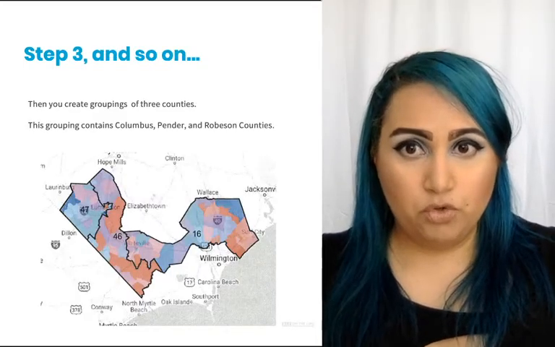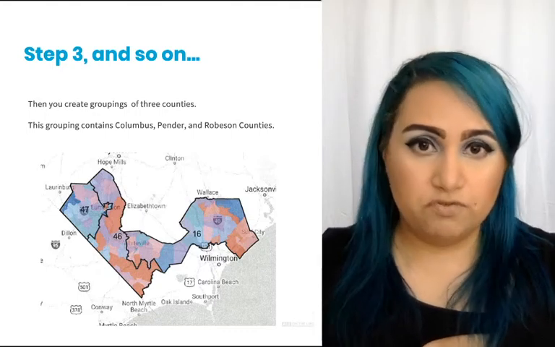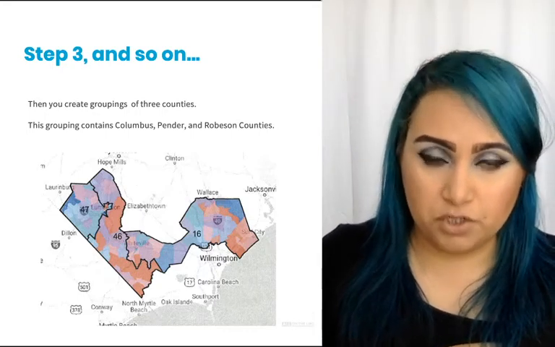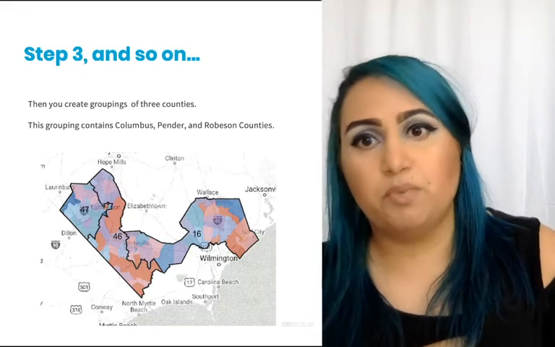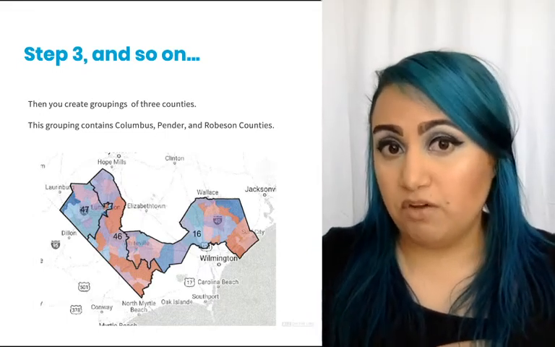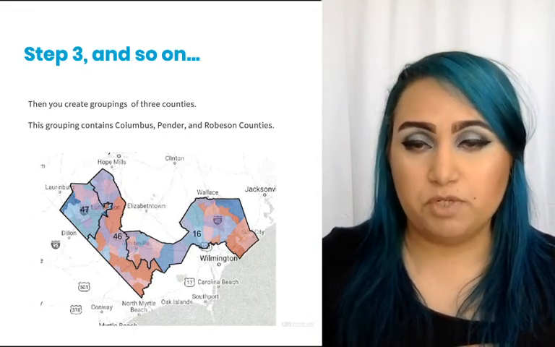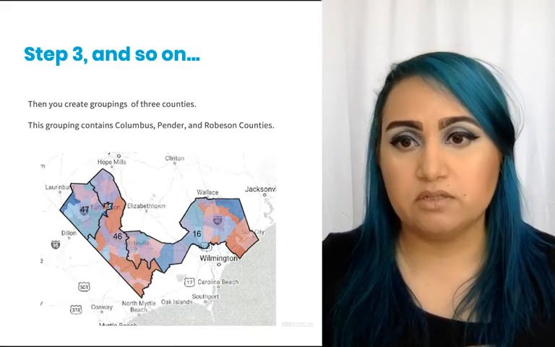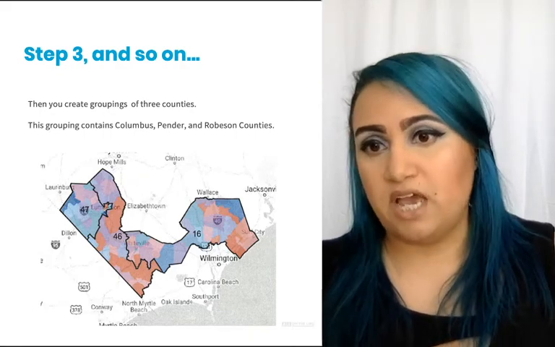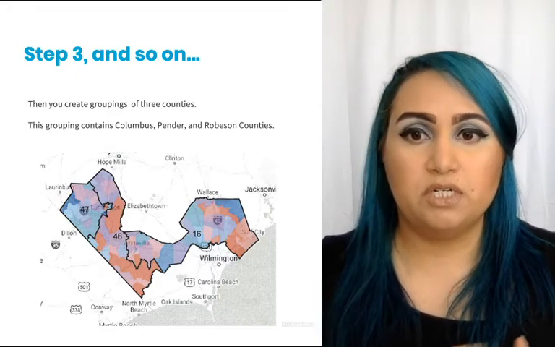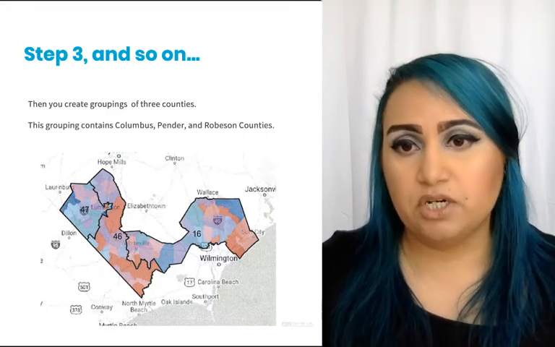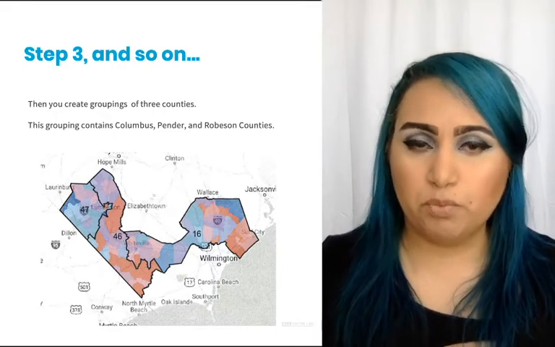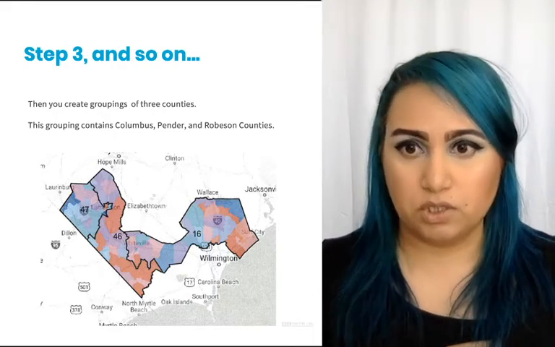And then you move on to 3 counties. So once you've done all the 1 county groupings and the 2 county groupings, you move on to the 3 county groupings. So then you create a group of 3 counties. This one that I'm showing you here contains Columbus, Pender, and Robeson counties. Pender doesn't have enough population to have its own district. Robeson has a little bit too much. Columbus is in the middle. You put all those 3 together and you draw the districts within them.